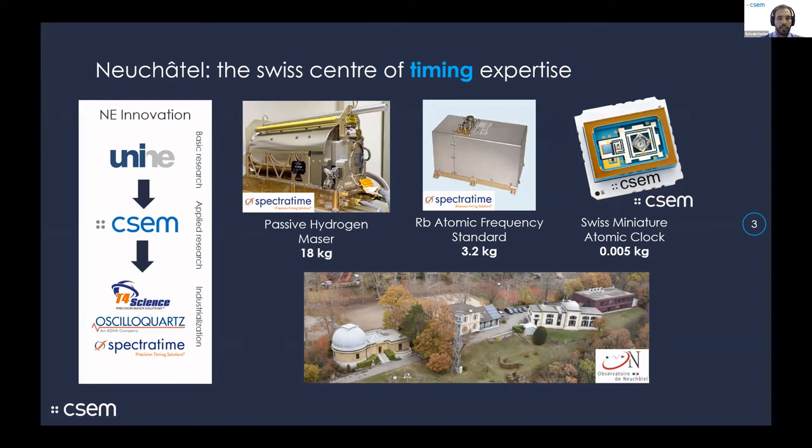Most of these different actors come from a common ancestor, the former observatory of Neuchâtel, which was responsible for giving the time in Switzerland until 2007. Here you have some examples of the realization of this ecosystem. The passive hydrogen masers and the rubidium atomic frequency standards are two examples that are currently flying on Galileo satellites. And the last example on the right of my slide is the Swiss miniature atomic clocks that we are currently developing within Maximal, and we'll talk about them in more detail in the following minutes.